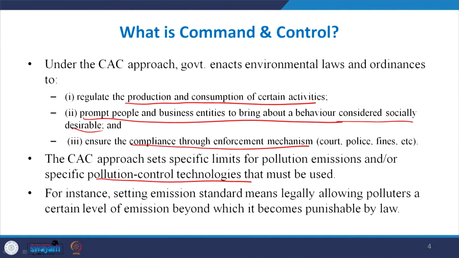Other may be technology. So, under command and control system, government can direct the producers to use the specific device, specific design of the production, specific process of the production, etc. And if the company is not following that instruction, then the company license can be confiscated, or the company may not be allowed to produce the goods, or the company may be fined. For instance, setting emission standard means legally allowing polluters a certain level of emission beyond which it becomes punishable by the law.